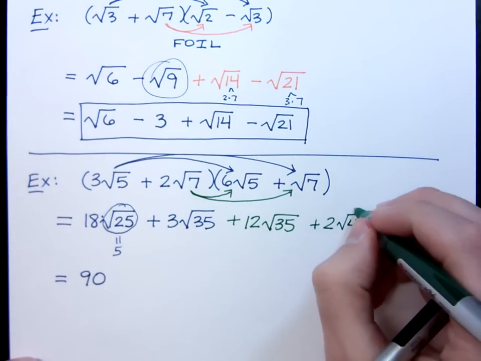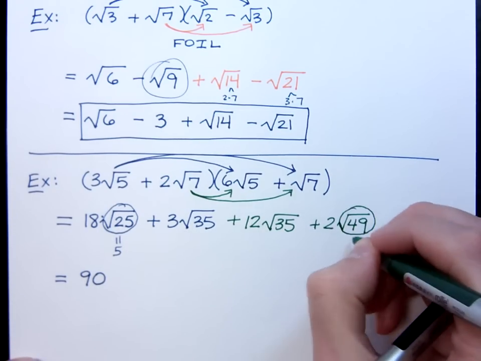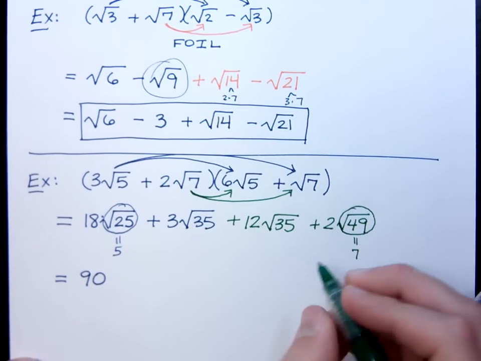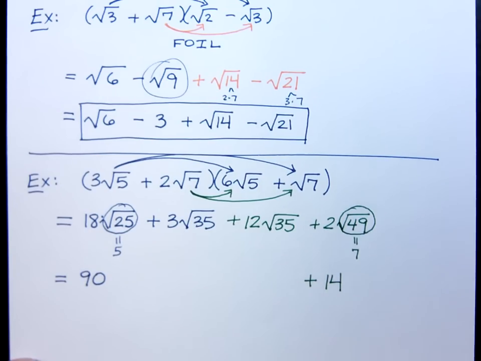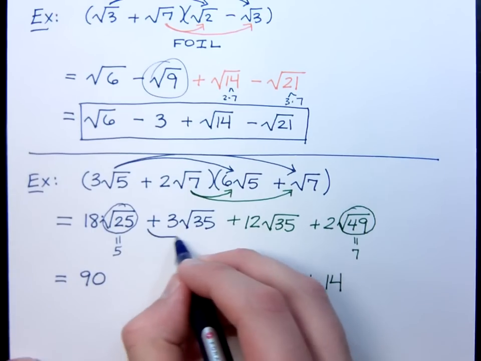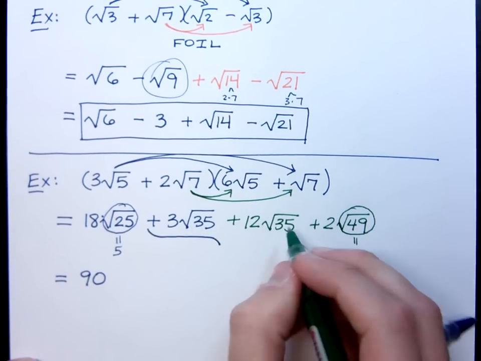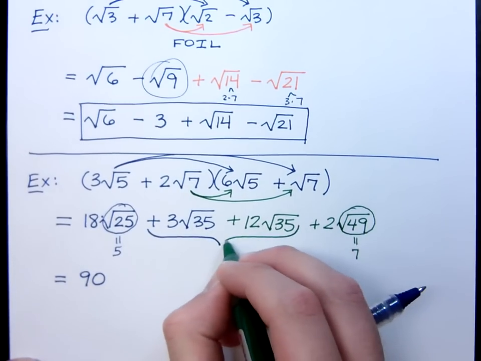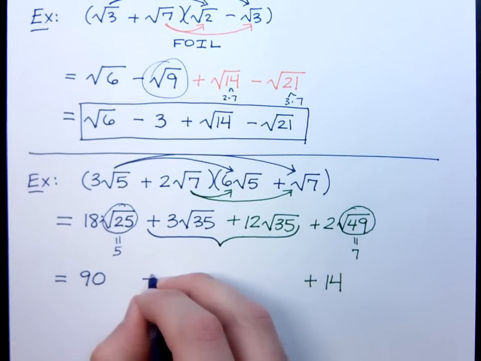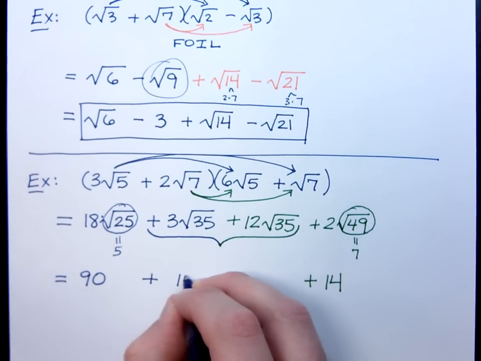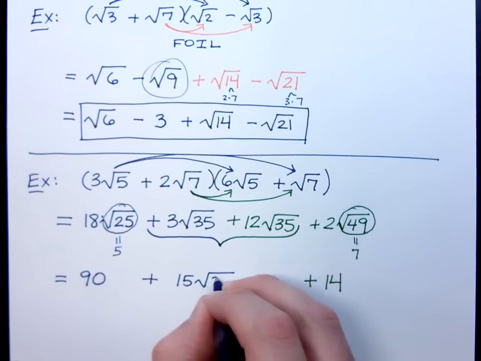What about the square root of 49? This guy's a perfect square, isn't he? So what does this term give me? It gives me 14. Now, look at what you have here on the inside. Oh, we can combine those. Those guys are like radicals, aren't they? Yeah. And what did they give me? 15 square roots of 35.